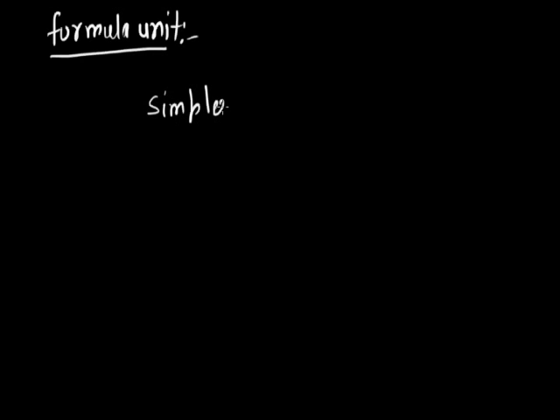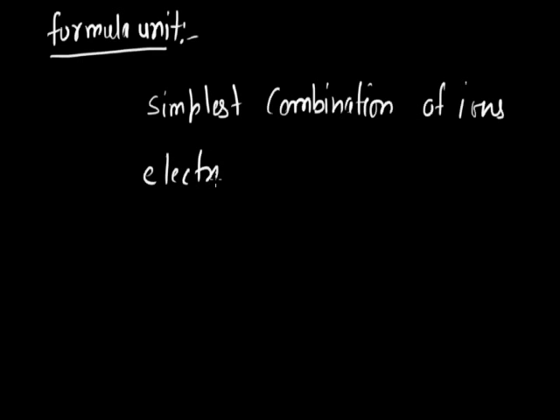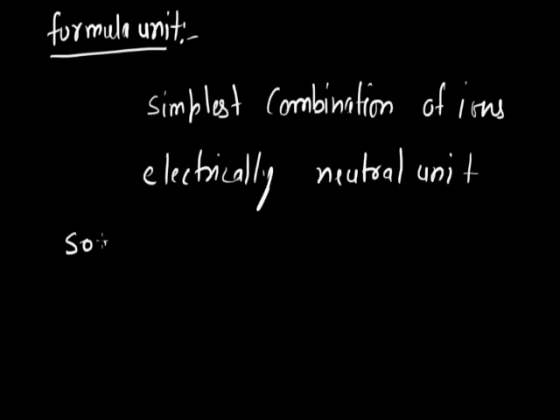simplest combination of ions that produces electrically neutral unit is called a formula unit of ionic compound. In case of NaCl, means sodium chloride.